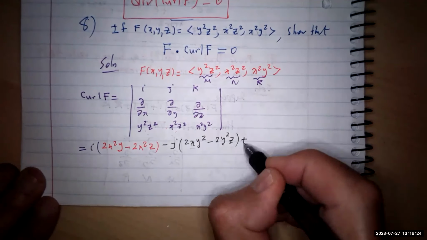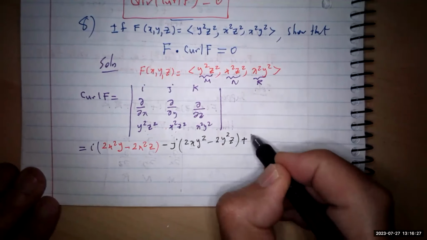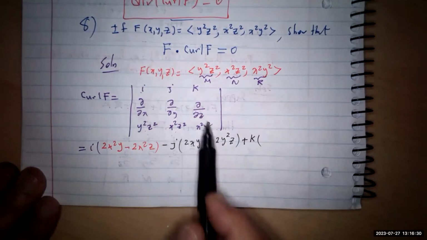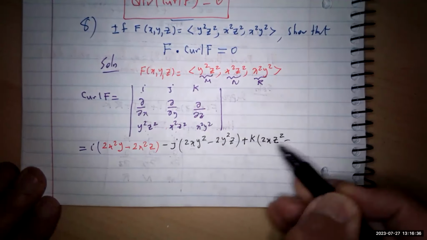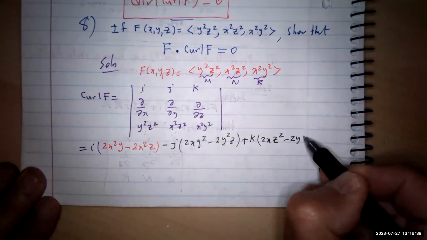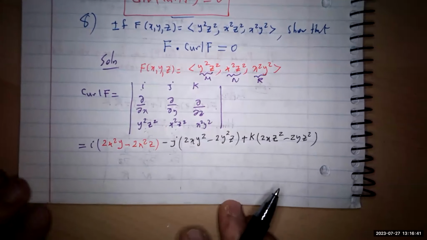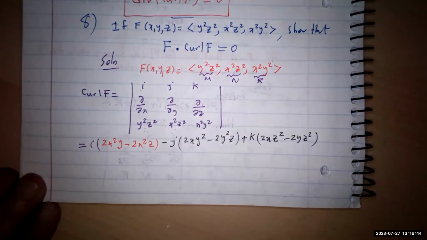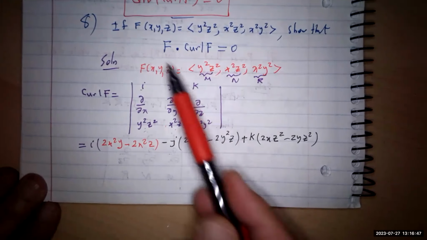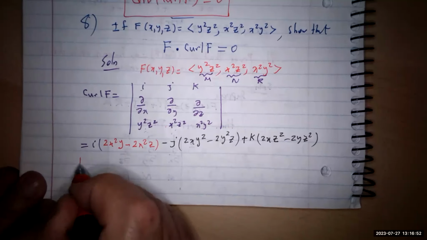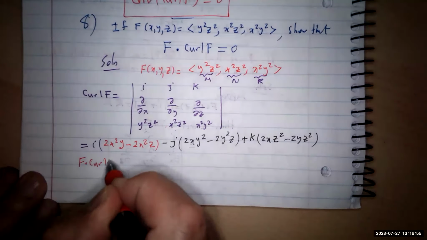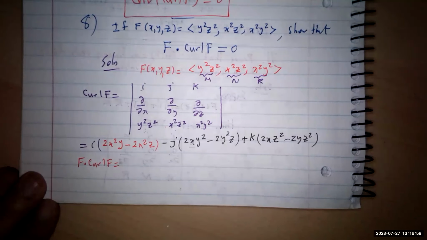Plus the k part is going to be k times derivative with respect to x, 2x z squared, minus derivative with respect to y, 2y z squared. That's it. It's the best way to write the curl. Now, dot product with the function. Dot product with the function is going to be F dot curl. You know that the dot product is just a number, so you're not going to have the ijk, you just simply multiply these together.